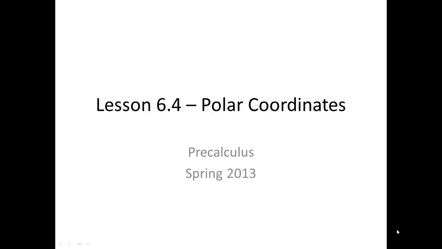Lesson 6.4, Polar Coordinates. Up to this point in your mathematical career, you've really only dealt with one type of coordinate system, and that's the Cartesian coordinate system, also known as the rectangular coordinate system. The Cartesian coordinate system consists of an x-axis and a y-axis, and to describe any location within that coordinate plane, I just had to tell you where that point is along the x-axis and where that point is along the y-axis. And then I would present that information as an xy ordered pair.